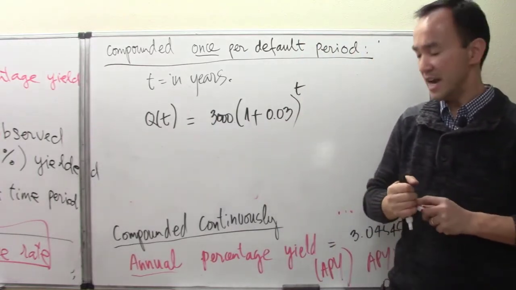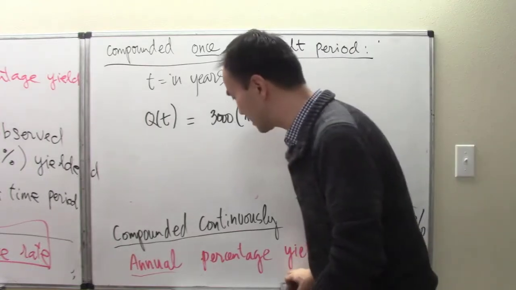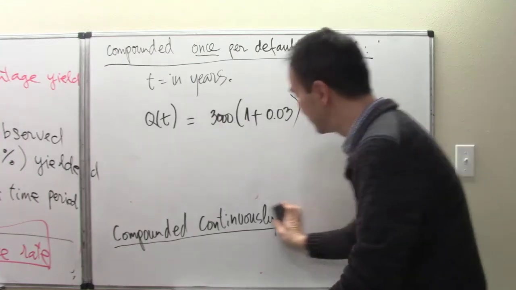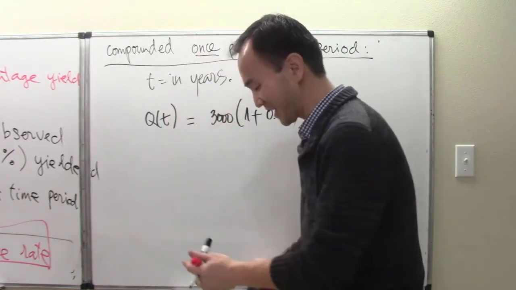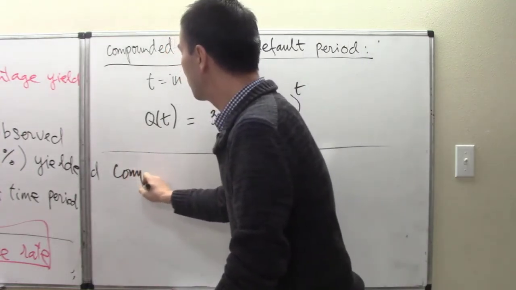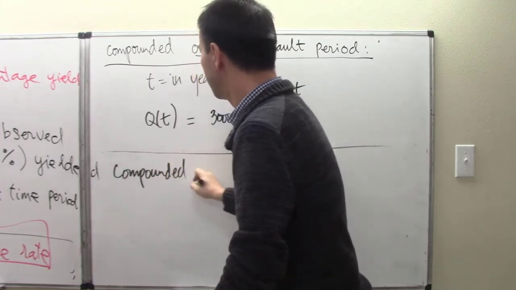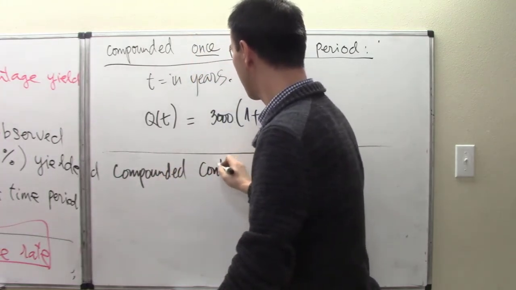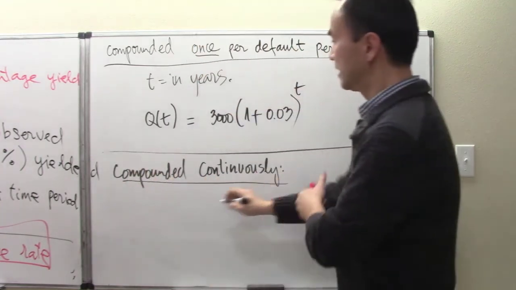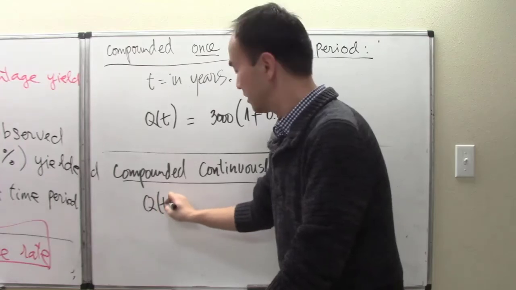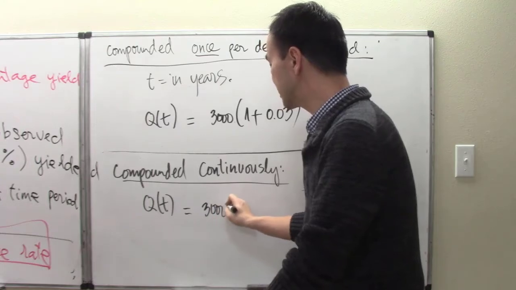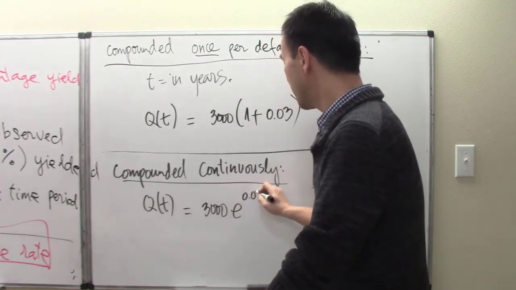Whereas here our formula was, eventually I had to erase all of that. So whereas when we compounded our interest continuously, if we're doing that, then our quantity will grow in t years according to the following function: 3,000 times e to the 0.03 t.